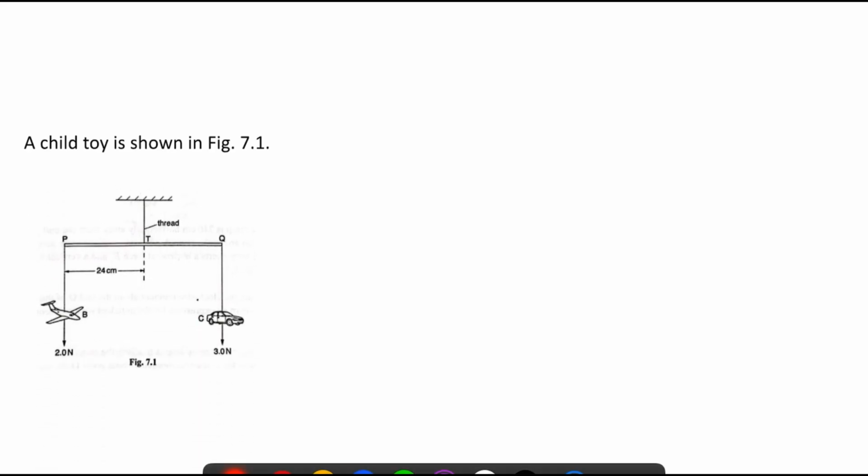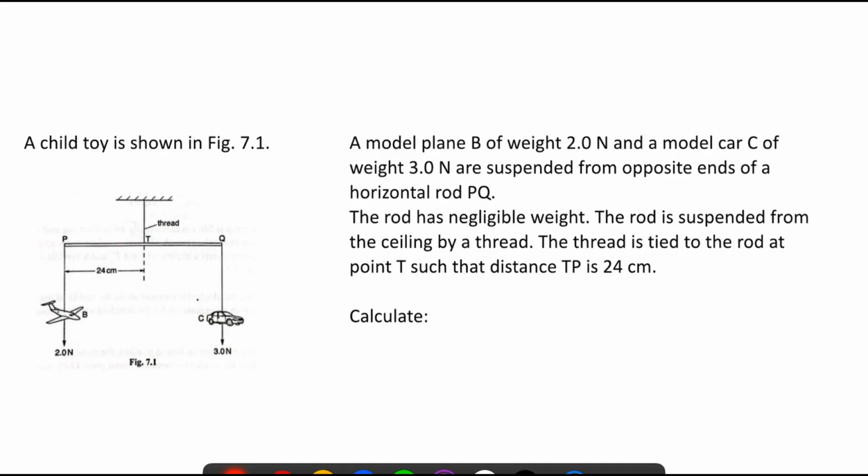A child's toy is shown in figure 7.1. A model plane B of weight 2.0 newtons and a model car C of weight 3.0 newtons are suspended at opposite ends of the rod PQ. The rod has negligible weight, so that means we can ignore the weight of the rod. The rod is suspended from the ceiling by a thread. The thread is tied to the rod at point T such that the distance TP is 24 cm.